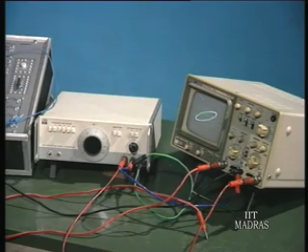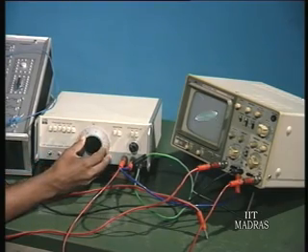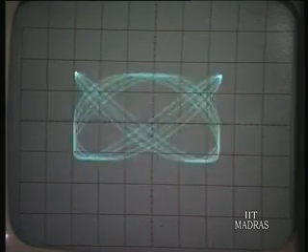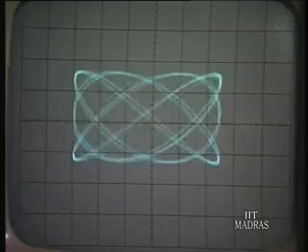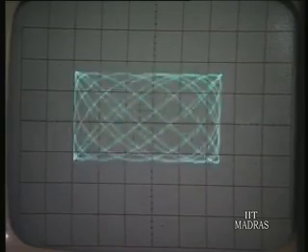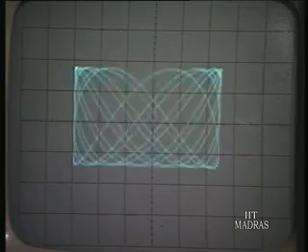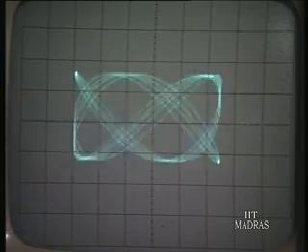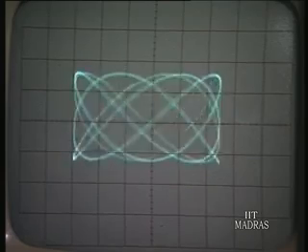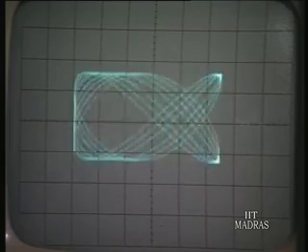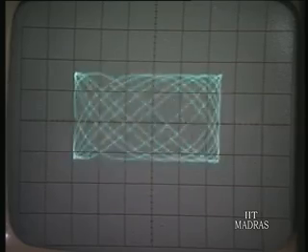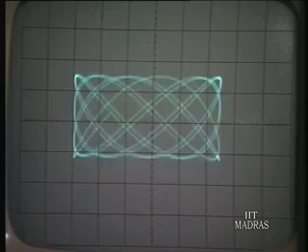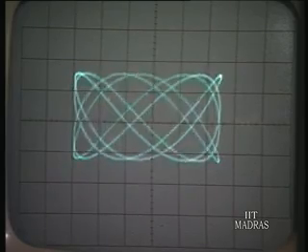Now she will apply double the frequency, and you will see that that figure becomes unstable, and at a certain frequency you will get a figure of 8. Double the frequency means around 360, around that. Please adjust slowly. 360, 390.